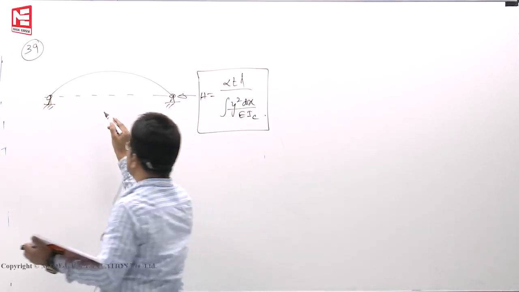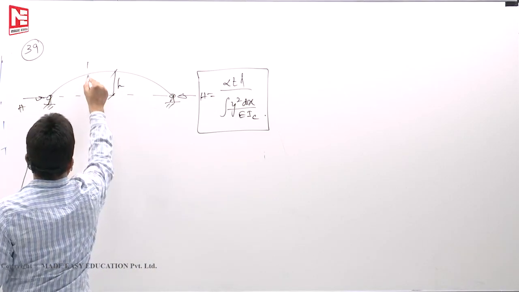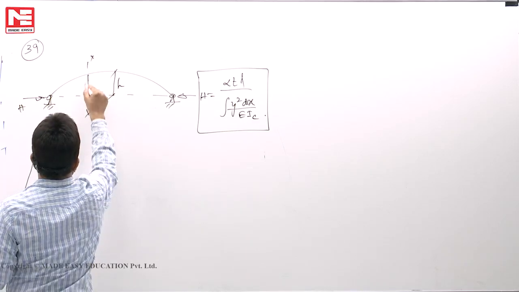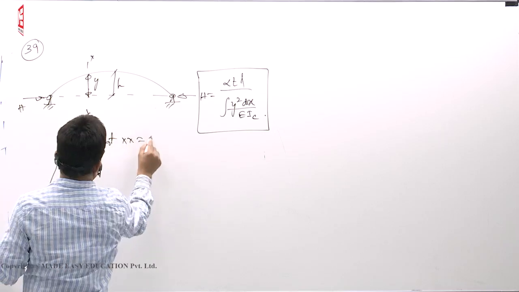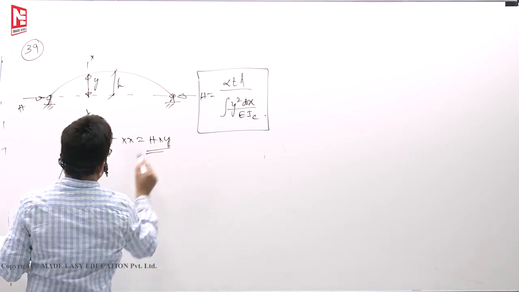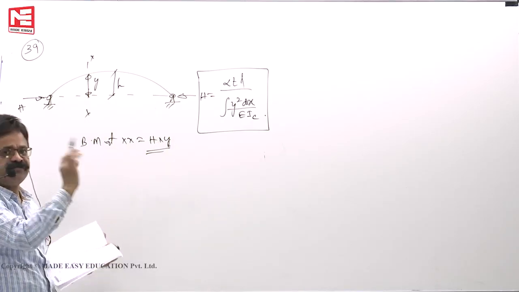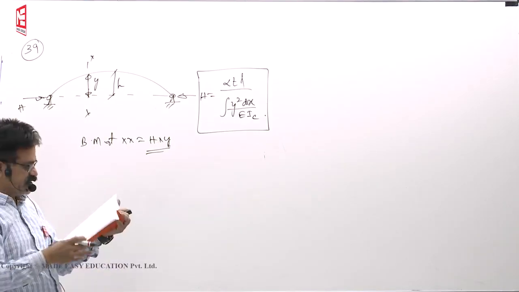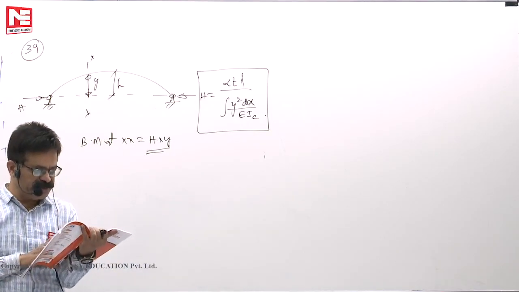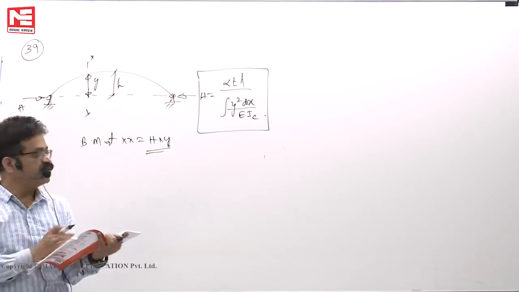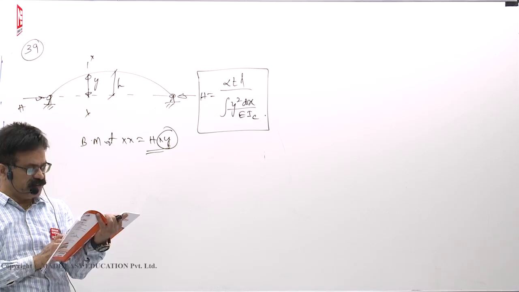So only horizontal thrust will be there. H is constant. This is H. At a section XX means Y. So bending moment at XX, you will get H into Y. H is constant, Y is the parabola. Whatever way Y varies, the bending moment also varies. So in a two-hinged arch, the shape of BMD will correspond to the shape of the arch due to temperature rise. So correct. Y represents the shape of the arch.